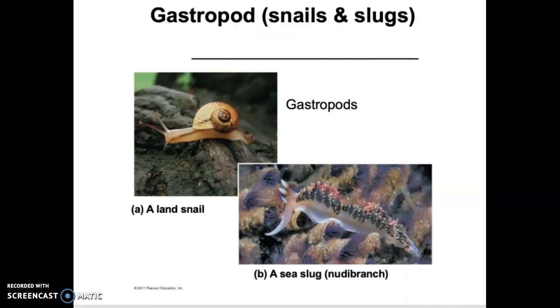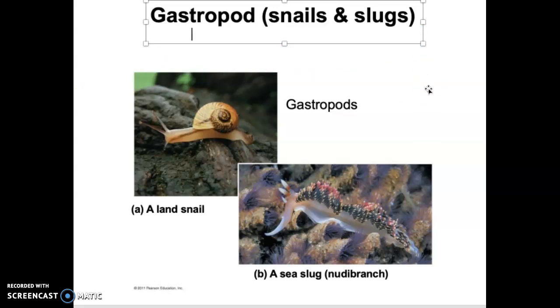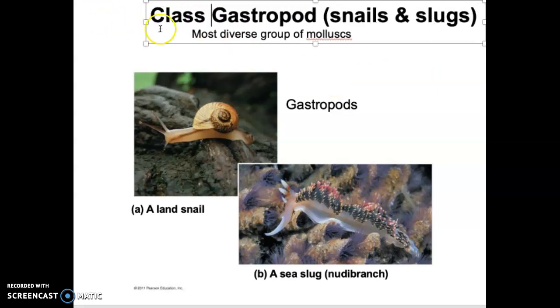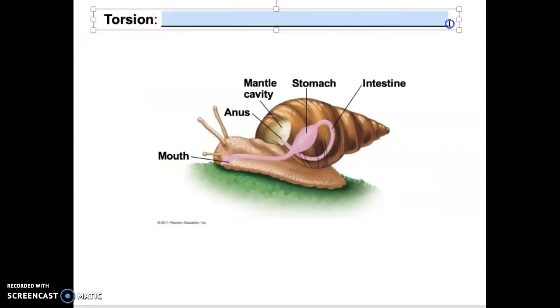All right, Gastropoda. These guys are the most diverse group of mollusks. Class Gastropoda, because this is the scientific level. So all the gastropods go into this grouping or this class called Gastropoda. Now, what makes a gastropod different than Polyplacophora or the Bivalvia? The key feature to be a gastropod is this thing called torsion.